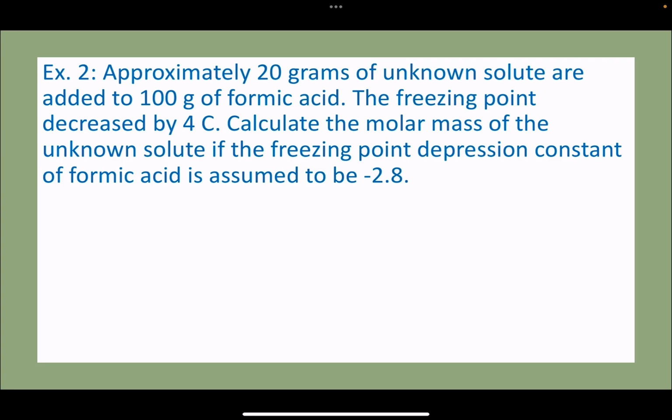Example 2. Approximately 20 grams of unknown solute are added to 100 grams of formic acid. The freezing point decreased by 4 degrees Celsius. Calculate the molar mass of the unknown solute if the freezing point depression constant of formic acid is assumed to be negative 2.8.